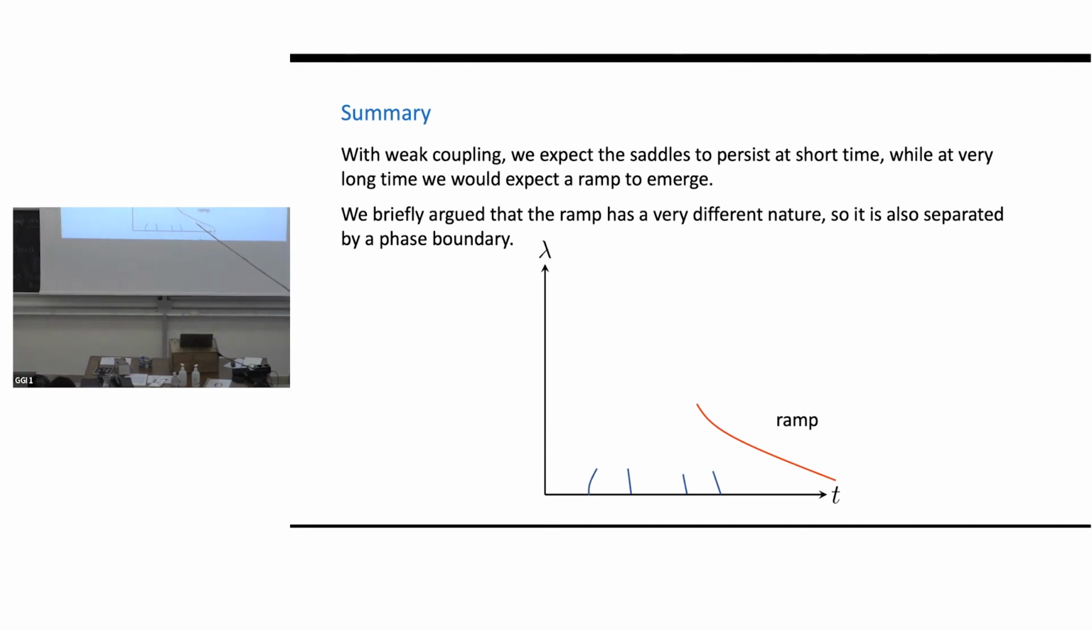't Hooft coupling. And another point that we argued in this talk is that the ramp already has a very, very different nature from all the early time saddle points. And we argue that it can be diagnosed, for example, by looking at the expectation value of the Polyakov loop. So the ramp also is separated from all these early time parts by a phase boundary, which I'm drawing in red here.